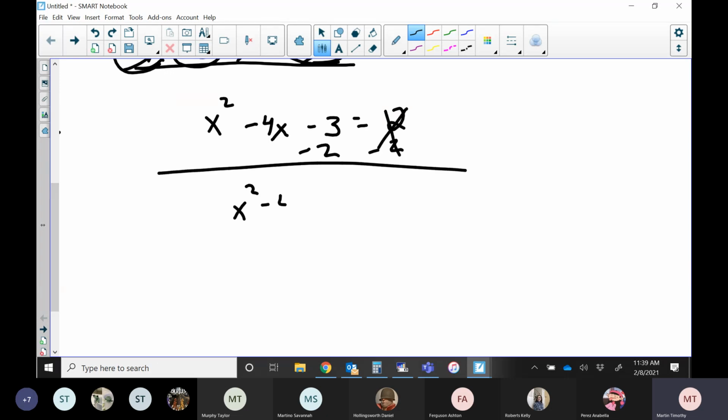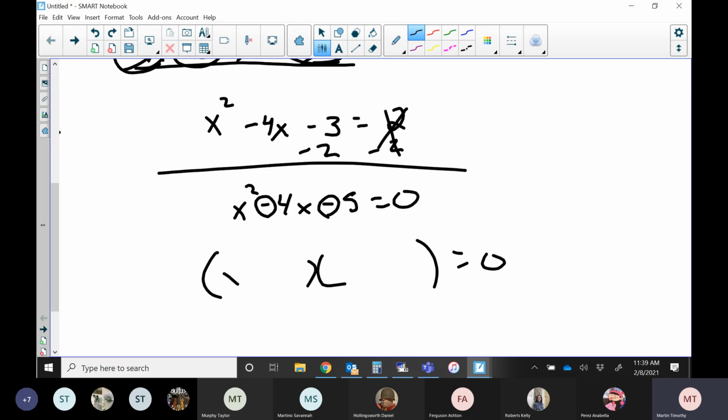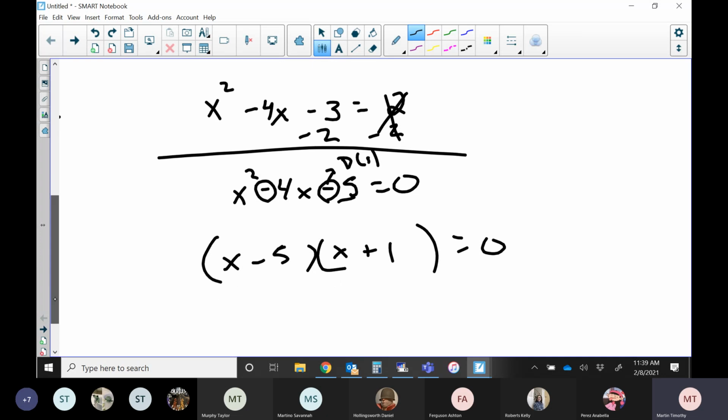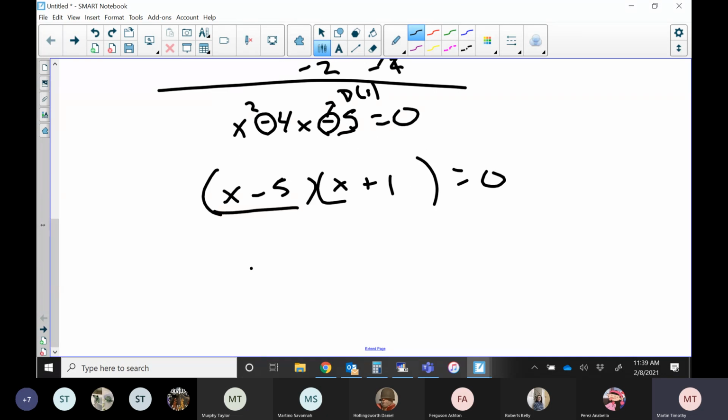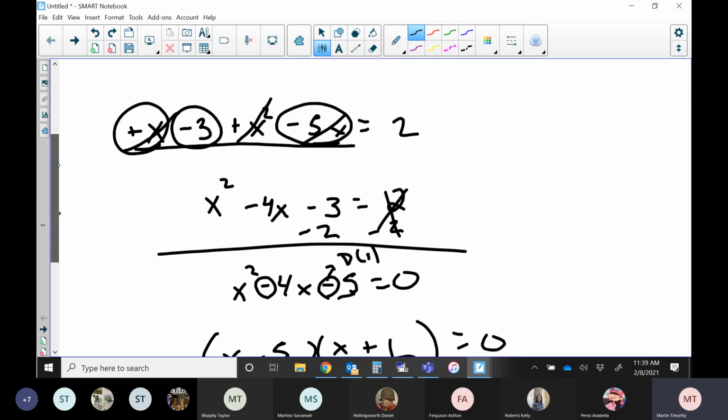x squared minus 4x minus 5. This tells me different signs. This tells you the bigger one is negative. 2 numbers that multiply to 5 but subtract to 4. A negative 5, a positive 1. What makes this 0 would be a 5. x equals 5. What makes this 0? x equals negative 1. But then I go back and I check my beginning.